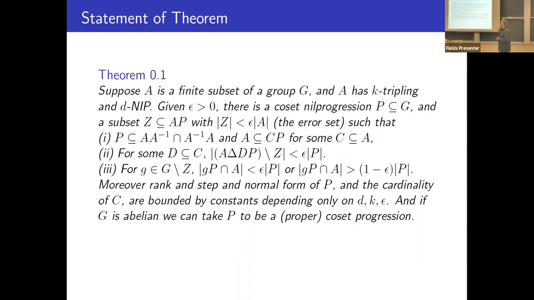And now three actually follows from two. It says that if you take any G, outside Z, and look at the left translate of P by G intersected with A, either it's very close to the size of P or very small compared with the size of P. That means A intersects each translate GP either essentially completely or essentially not at all: each translate GP is either contained in A or disjoint from A. This is the group analog of complete or empty for the graph business.